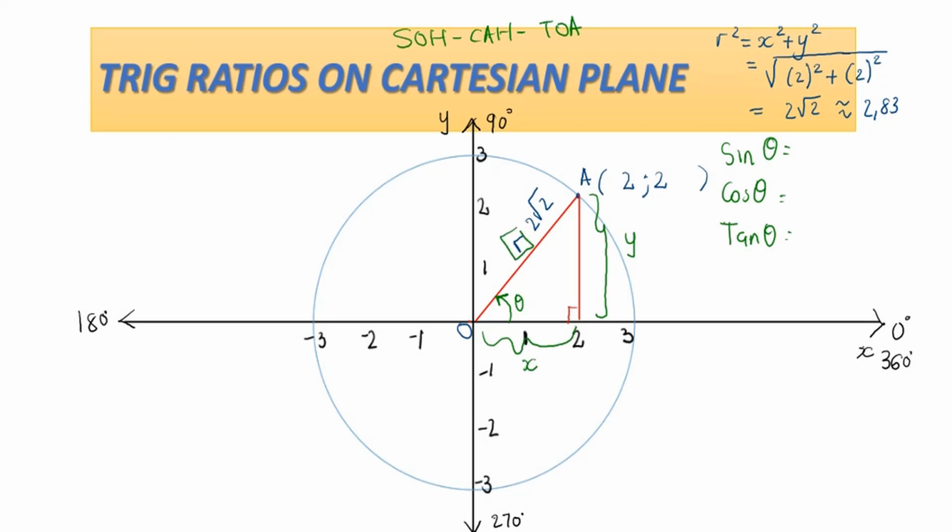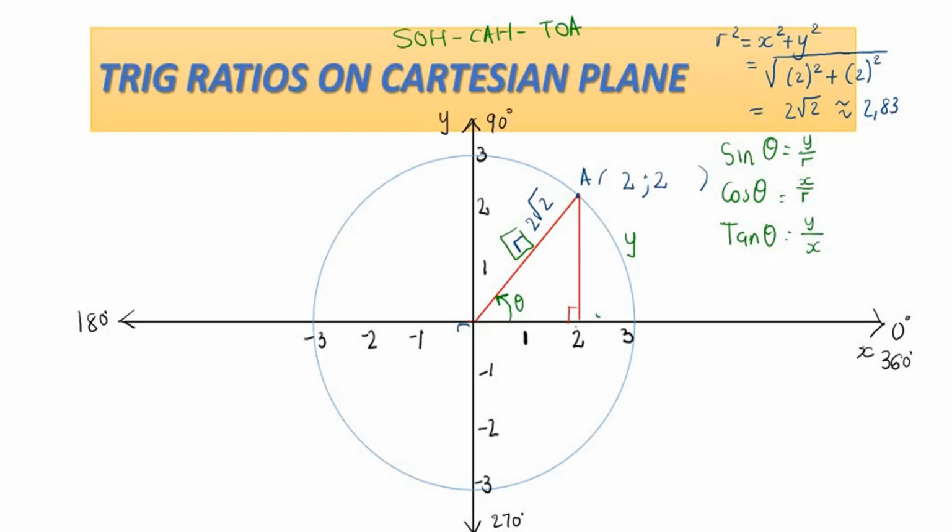So sine of theta is also known as y over r. Cos of theta is your adjacent over hypotenuse, so it's x over r. And your tan of theta is your opposite, which is y, over your adjacent, which is x. All right.